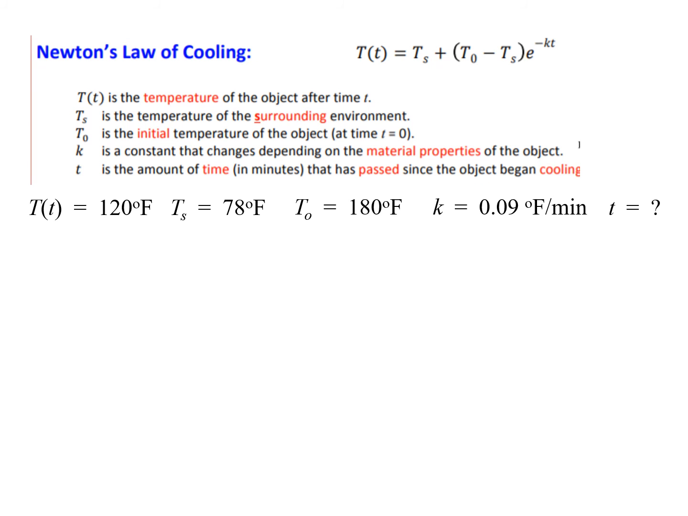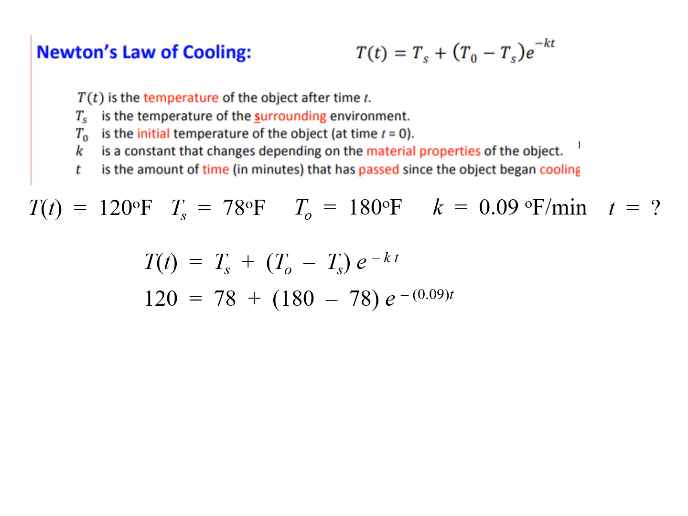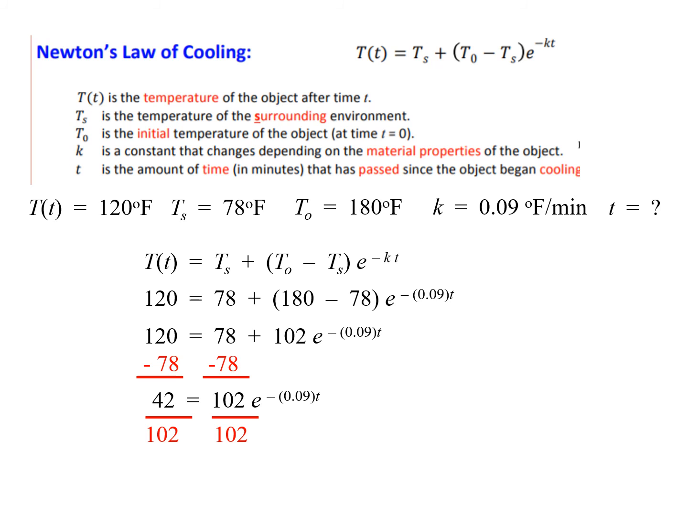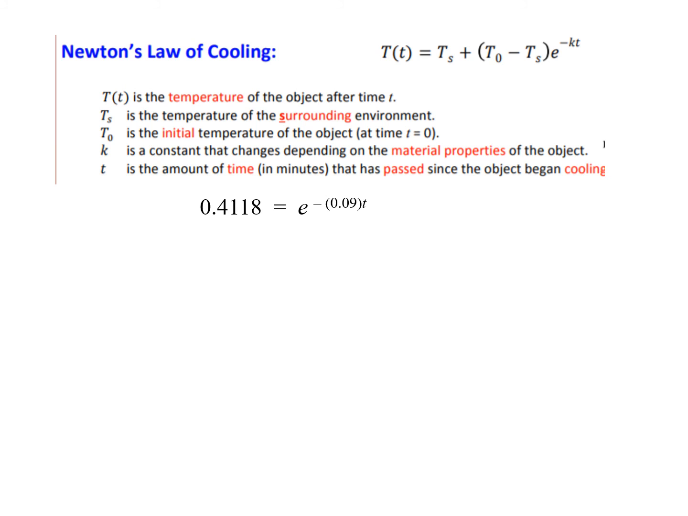All right, so plugging all this stuff into Newton's law of cooling, we get this. 120 is equal to 78. I call this a copy step, so copy the data in. Then we have to solve this for t. First, I'm going to subtract 78 from both sides, and I get that. Then I'm going to divide by 102. Cancels out over there, and I get 42 divided by 102 is equal to that.